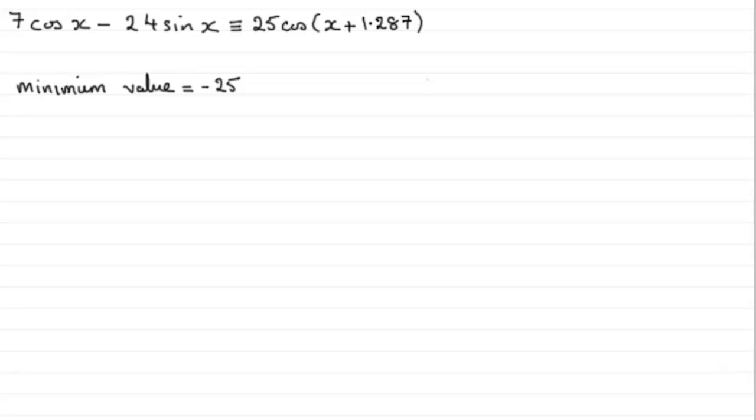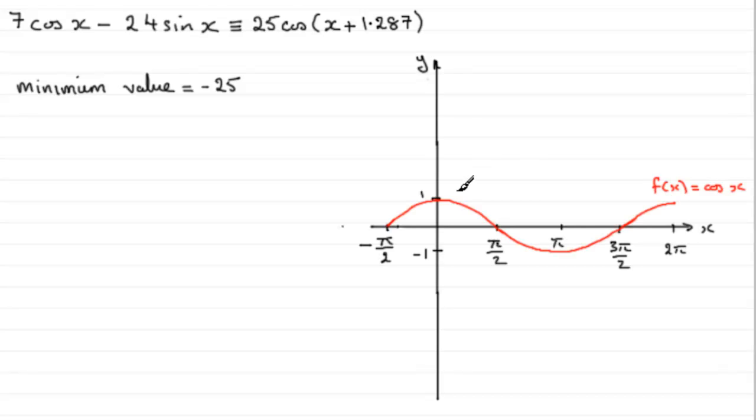For this kind of question, what you need to do first of all is just think about what the graph of f of x equaling cos x looks like. You should be familiar with it, okay? And it crosses the x-axis at these points here, minus pi upon 2 radians, pi upon 2 radians, 3 pi upon 2 radians, and it goes between minus 1 and 1. Anyway, a graph that you should be familiar with.